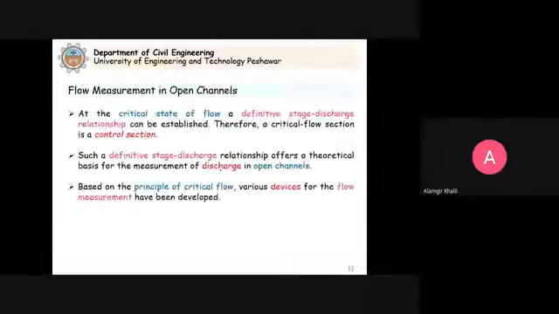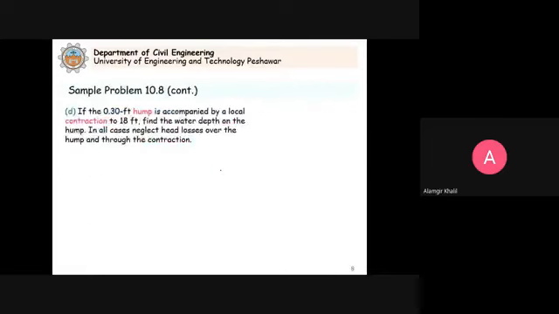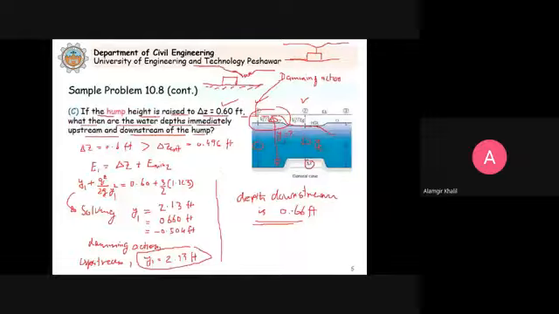So that's why what we say here is that in this case the depth has to be 0.66 feet. This is the depth downstream. This is what the question asks: what are the water depths immediately upstream and downstream of the hump. So immediately downstream, the depth must be the supercritical depth, and then there will be dissipation of the energy, and after that it will become the normal depth and the water will flow in the channel. Clear? So this is part C of the question.